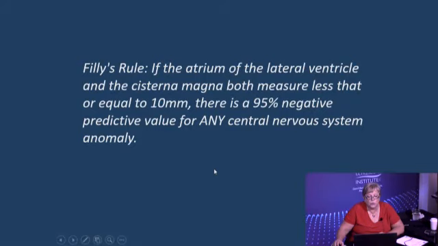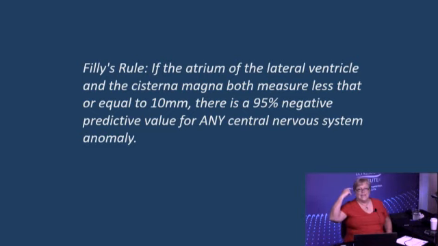So we talk about Philly's rule. That's if the atrium of the lateral ventricle and the cisterna magna both measure less than or equal to 10, there is a 95% negative predictive value for any central nervous system anomaly. So usually you can tell there's an anomaly of the spine by looking at the head. The head findings are much easier to look at and assess than actually seeing some of these smaller flat defects of the spine. So really pay close attention to the head. Is the anatomy in the proper place, the proper location? Is it measuring normal for this gestational age?